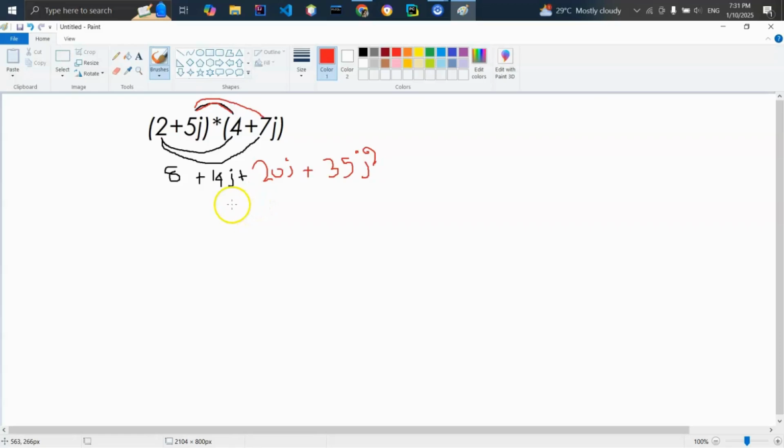Therefore, minus 35 plus 8 equal to minus 27 plus, now you should add these values together, 34j. This is the answer.